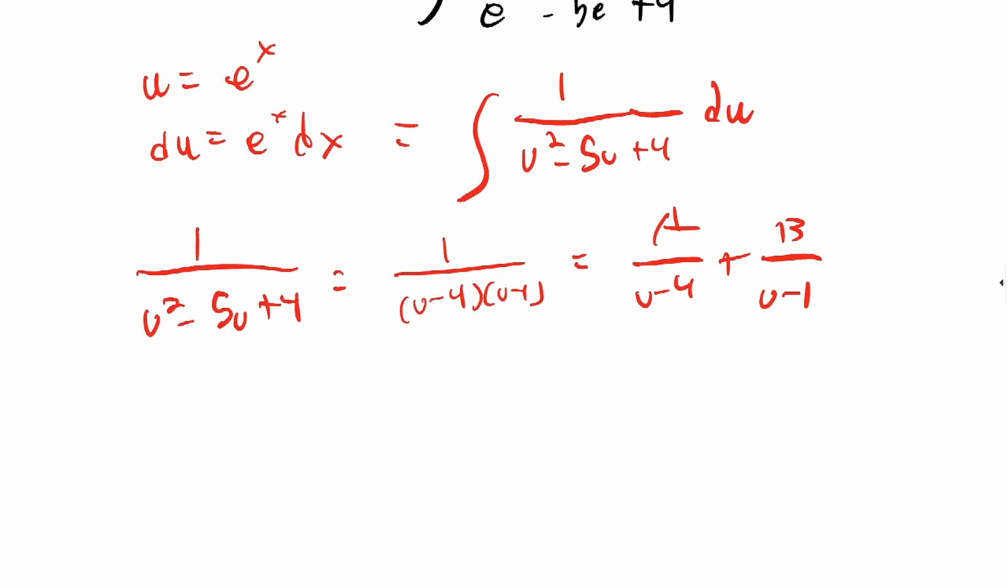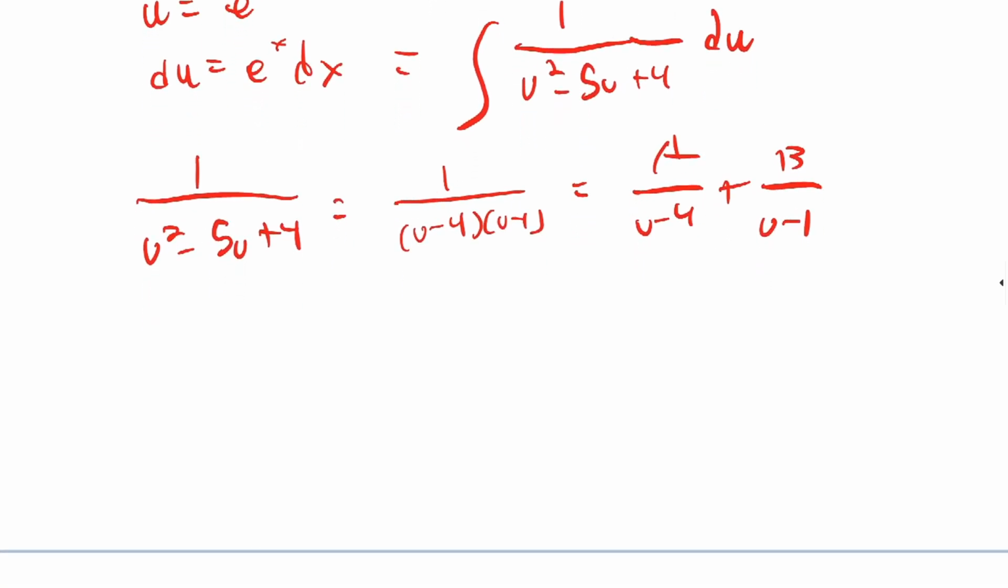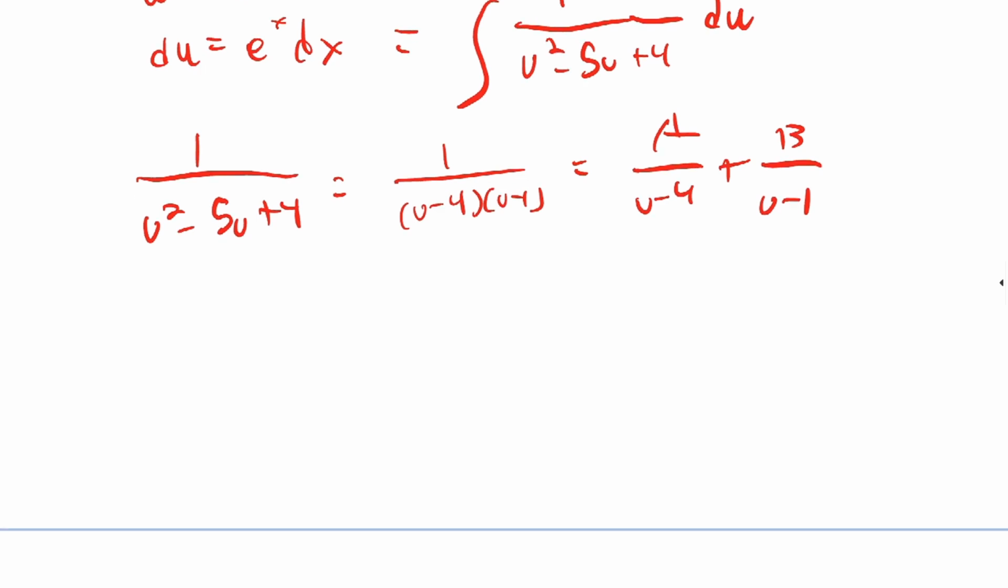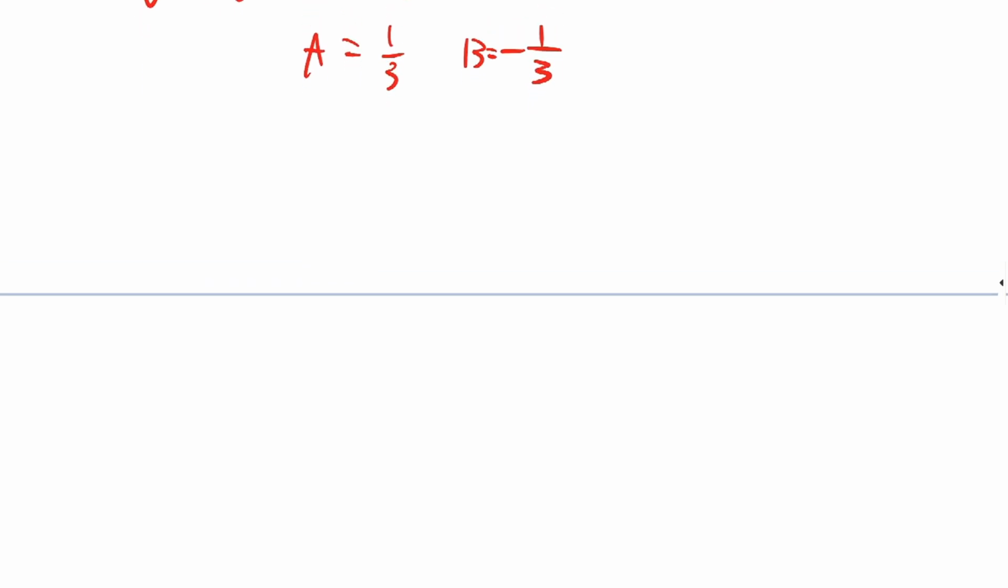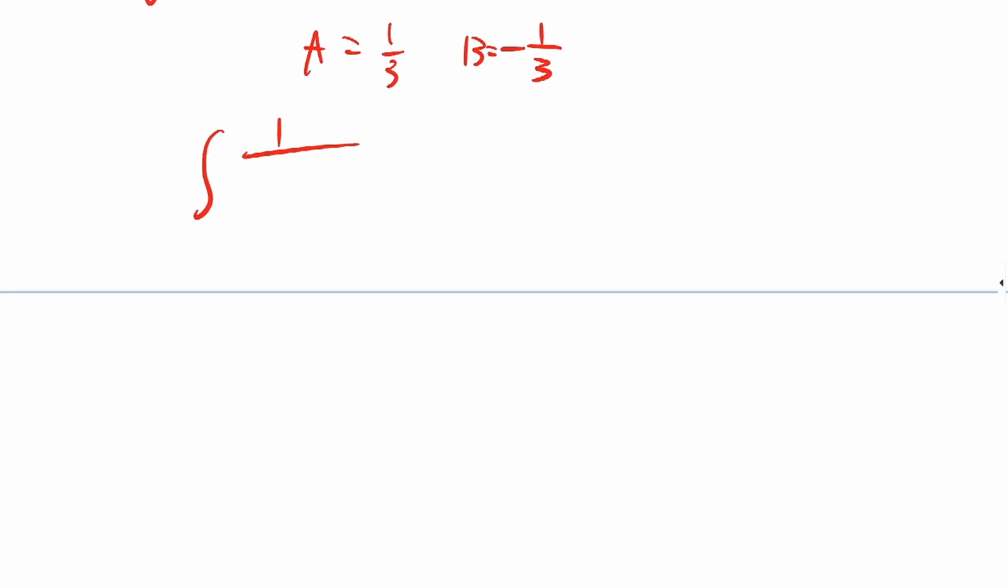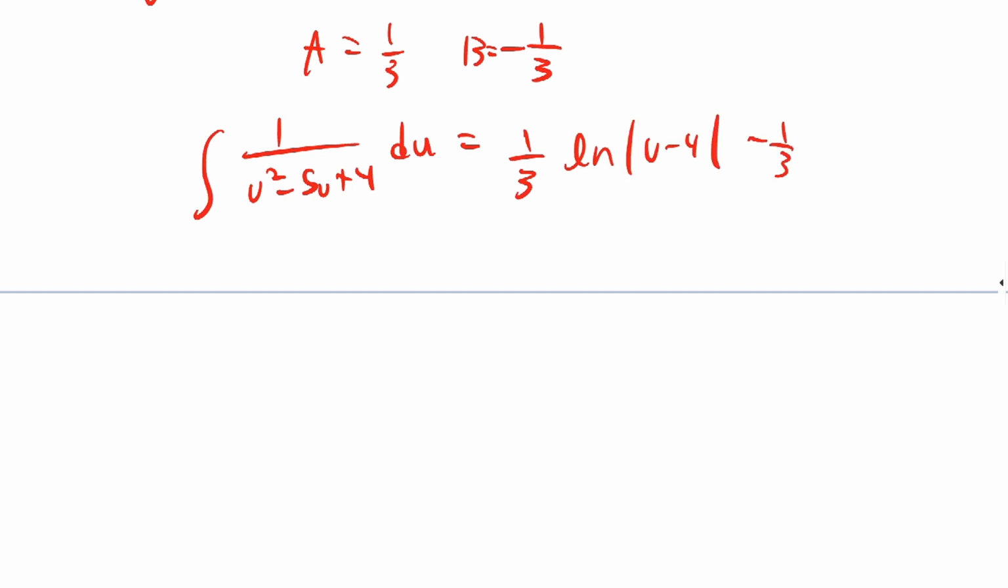So we're going to do a partial fraction decomposition here. I'm going to skip some steps because these steps are quite easy, but you're going to get A as 1/3 and B as negative 1/3. After you do that, the integral of 1 over u squared minus 5u plus 4 du is just 1/3 ln of u minus 4 minus 1/3 ln of u minus 1.